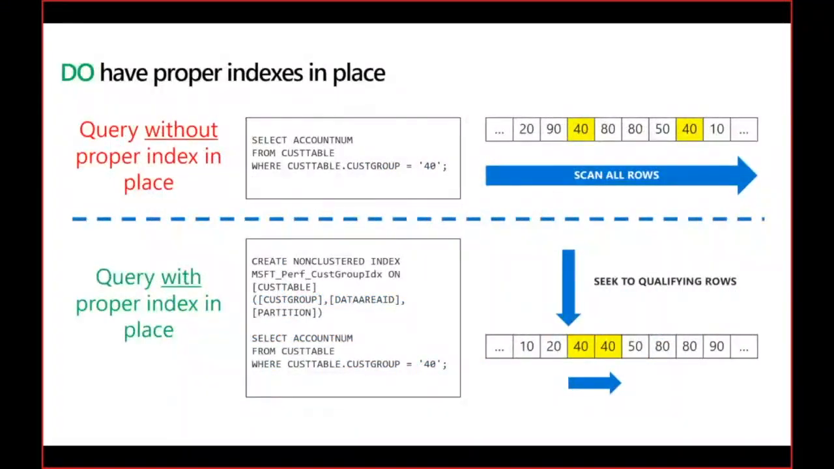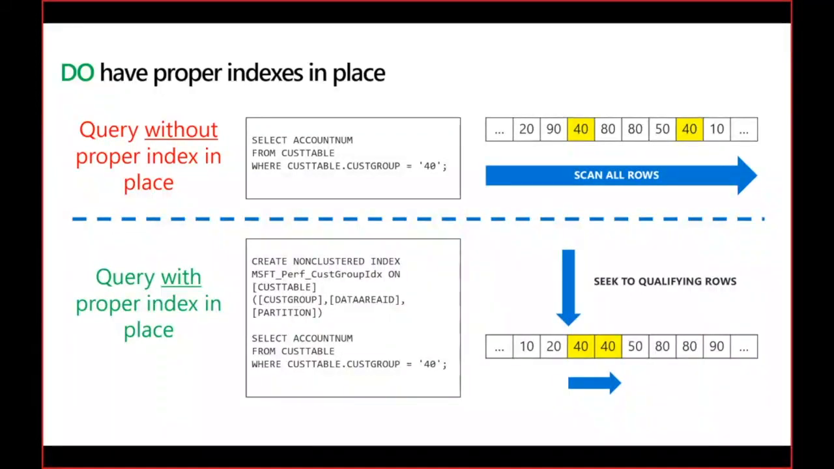The next one is do have proper indexes in place. Again, very obvious, everybody would say, of course, but still we see a lot of times it's not done. We still see a lot of queries, custom queries, sometimes also standard queries without a proper index in place. This is a very simple example, which highlights one that doesn't have a correct index and the other one has an index. The upper part is just scanning all rows, and the bottom part can immediately go and do a seek to the qualifying rows.